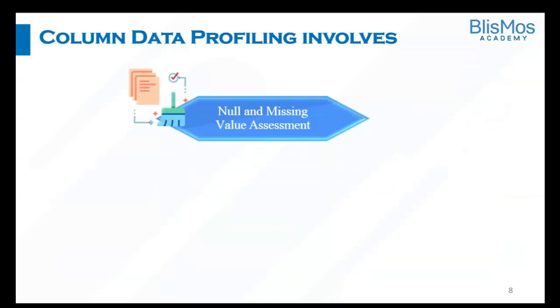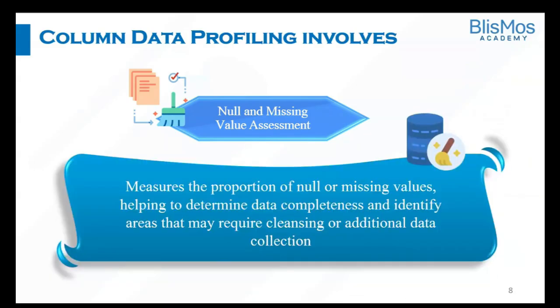And when you have data, can you have data without null values and missing values? Most of the data would have null and missing values. So as a part of column data profiling, we'll understand how many null values and how many missing values are there as compared to the whole data set. This will help us determine the data completeness and identify the areas that require cleansing and also additional data collection. Means if there are any missing values, we need to know how to fill them up, right? For that, we'll also know what would be the effort for additional data collection.